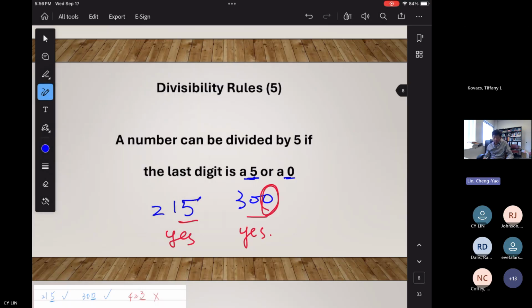How about 423, yes or no? No, because 3 is not divisible by 5. It's not either 5 or 0, all right?